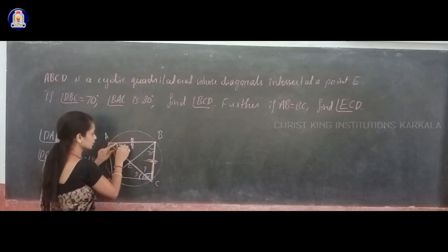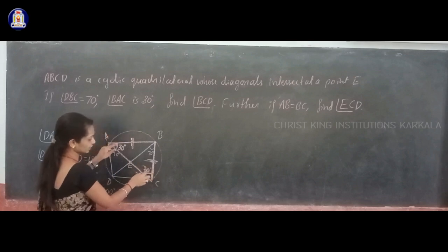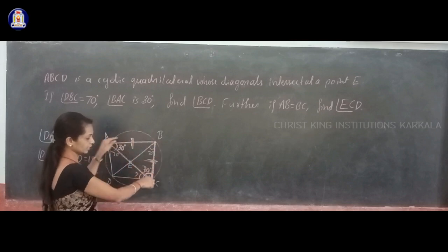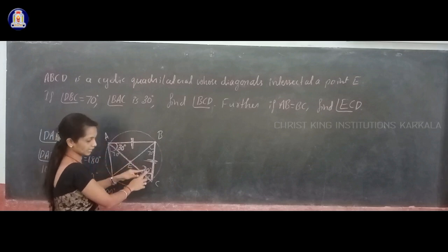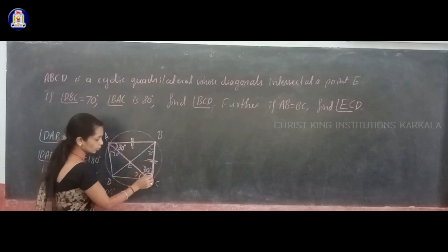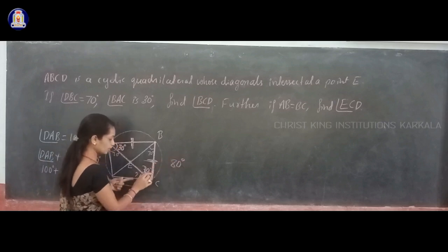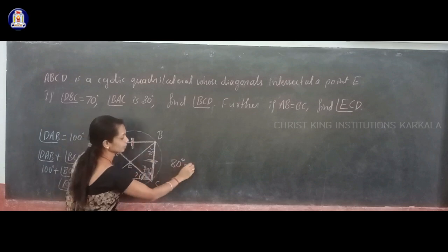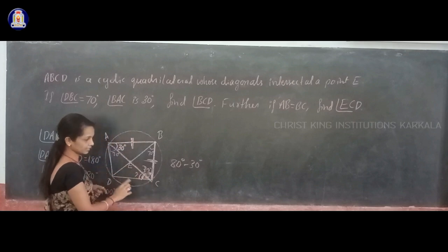So here you have 30 degree, and this is also 30 degree. Why? Because these are the angles opposite to equal sides. This angle is given as 30 degree, so this angle is also 30 degree. But we know this full angle is 80 degree. From 80 degree, if you subtract this 30 degree, you will get this angle, that is angle ECD.